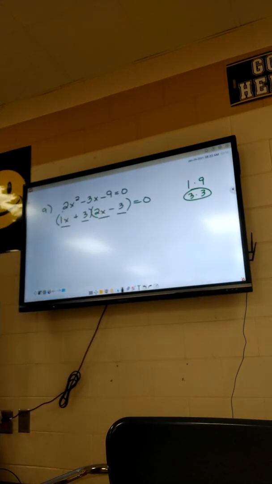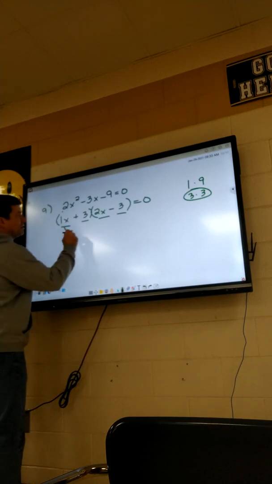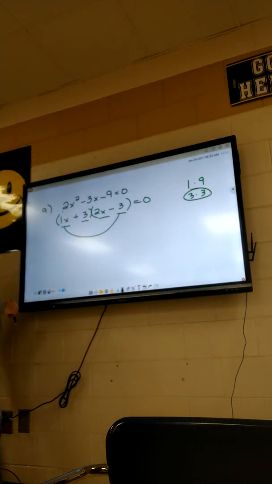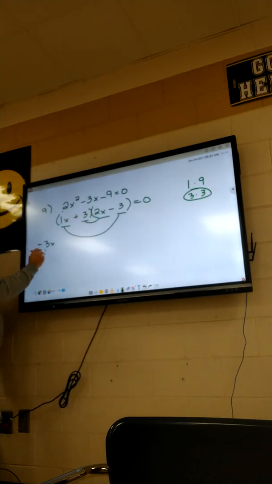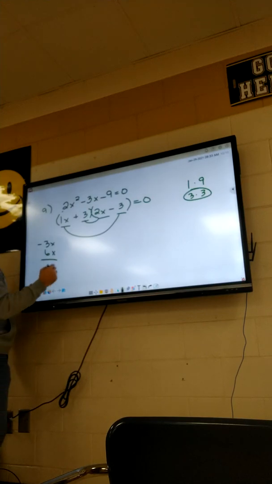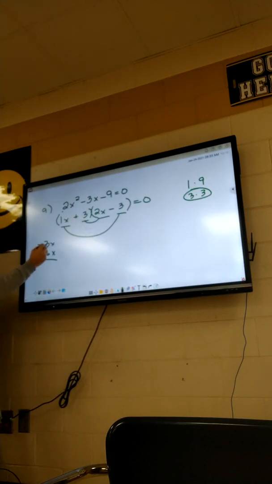Now, how do we know if this works? They've got to add up to give us negative 3, right? All right, now, when you add them up, since I have a number in front this time, it changes how we add them up. You have to do it this way. You multiply these two first. What's that give me? Negative 3, right? You multiply these two second. What's that give me? Positive 6? Positive 6. So, negative 3 plus 6 equals positive 3x.